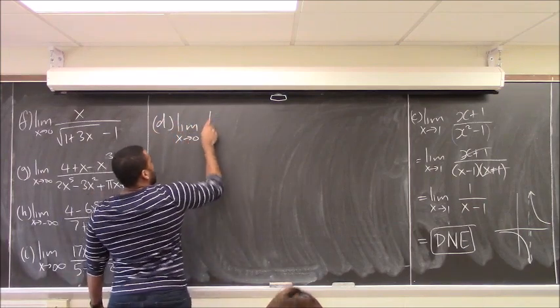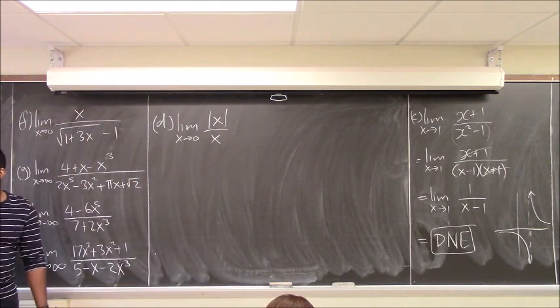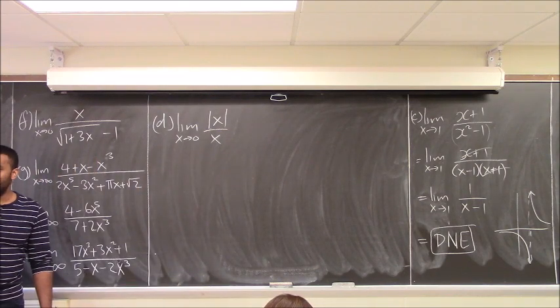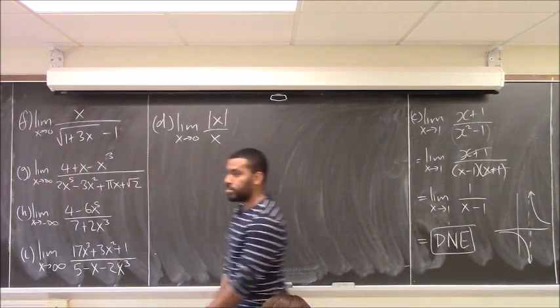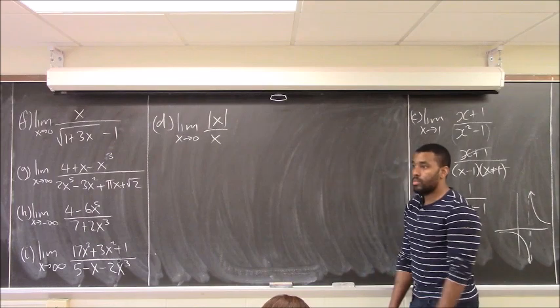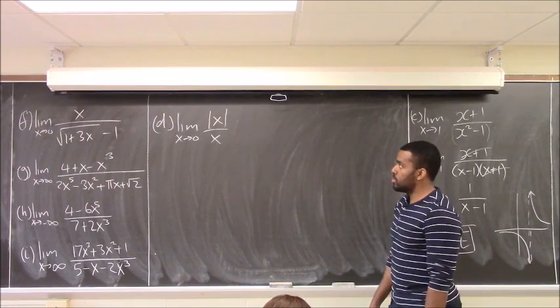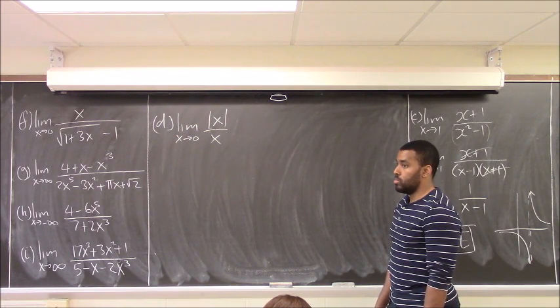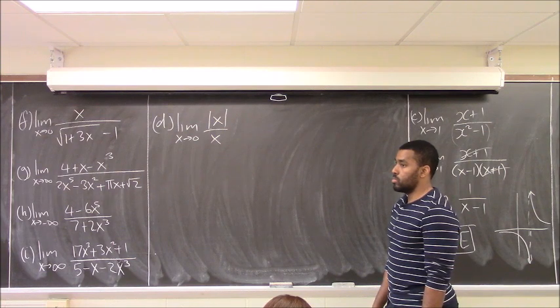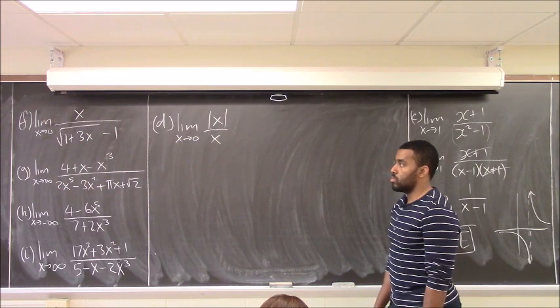Okay, what about this one? How do you approach this? Did you have your hand up? Oh, okay. What did you try? Well, I plugged in, and it doesn't work because you divide by 0 and can't do that. You can't factor anything. And then I looked at the graph. After the y-axis, it's just y equals 1, and before the y-axis, it's y equals -1.